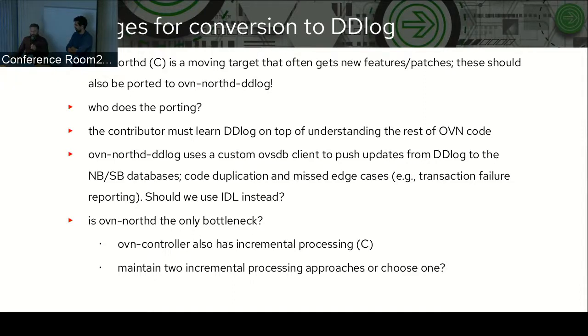And then there's also the fact that ddlog uses custom C code that bypasses the current IDL and does its own custom stuff and has some edge cases that probably need to be addressed, but probably needs to be using the IDL instead, so that would require some more work. And then there's the question of whether ovn-northd is really the big target that we should go after, since OVN controller typically has more of an impact on people's performance than ovn-northd.